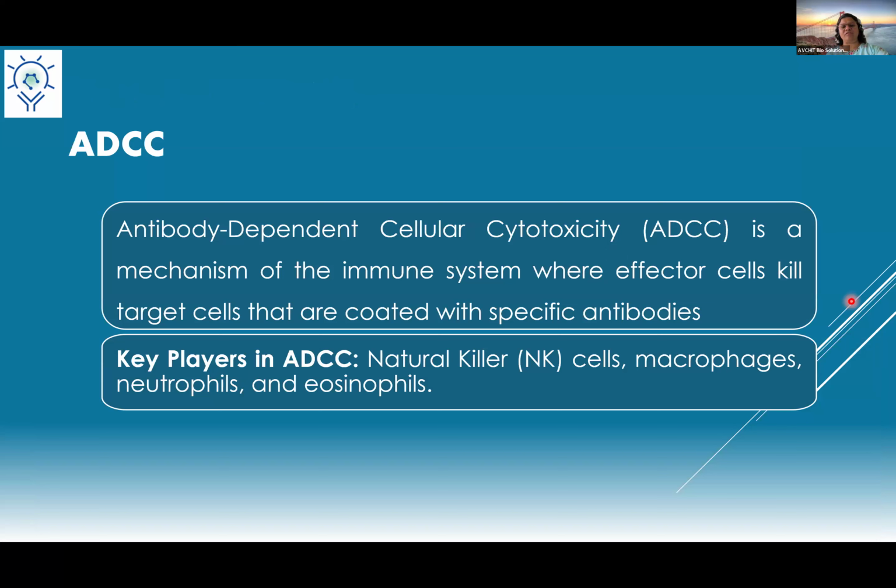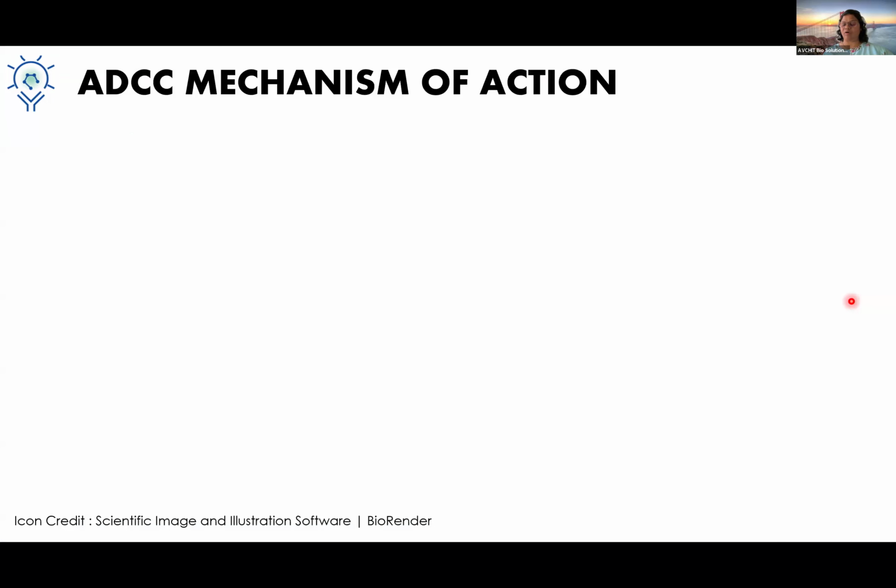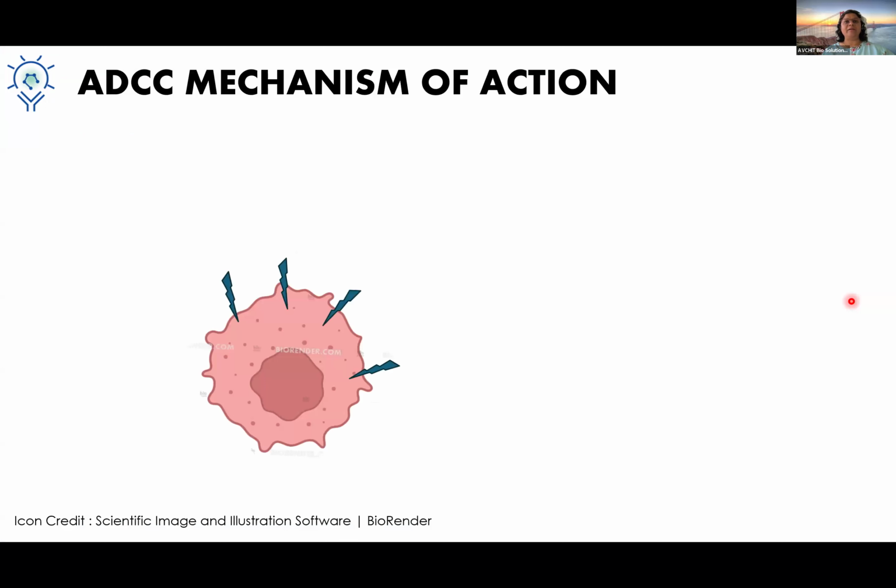It is a mechanism of the immune system where effector cells, we just talked about natural killer cells, kill target cells that are coated with specific antibodies. The key players of ADCC are natural killer cells, macrophages, neutrophils, and eosinophils. Now let's look at the mechanism of action of ADCC. Consider this is a typical cancer cell and it has very specific antigens present on it, which are considered the cancer marker, right? So the therapeutic antibodies that are administered will directly go and bind to these antigens.